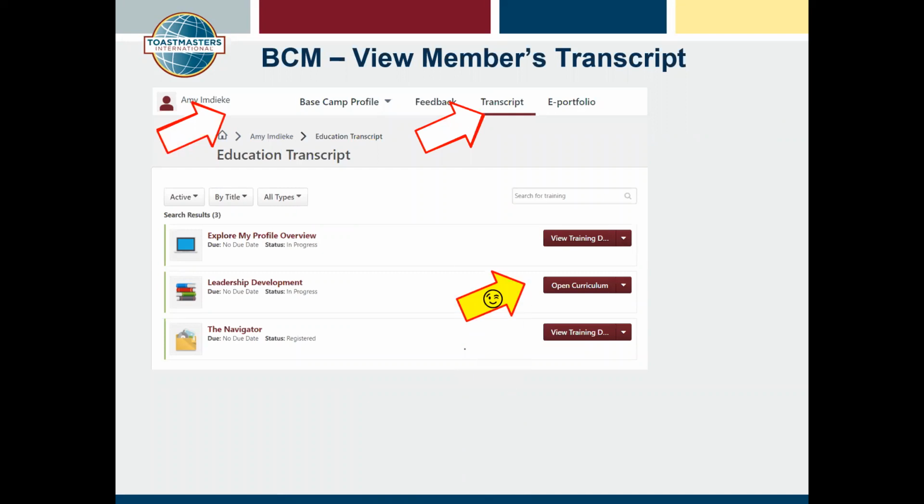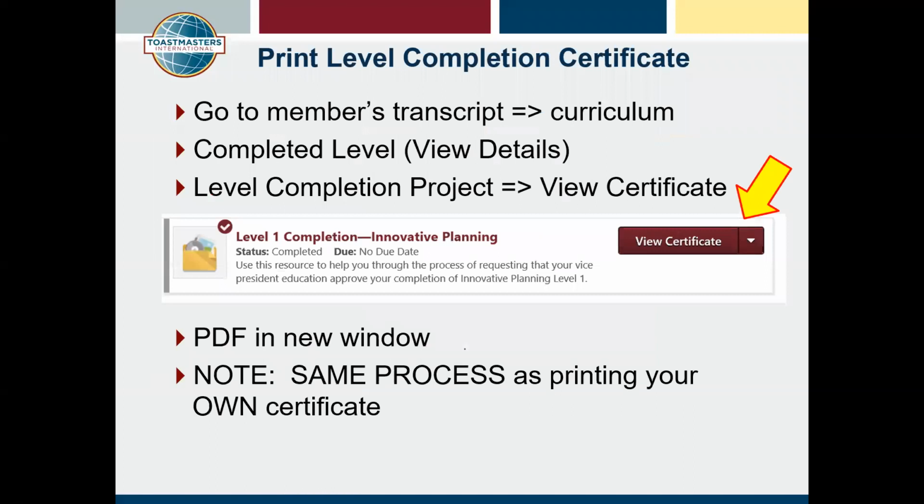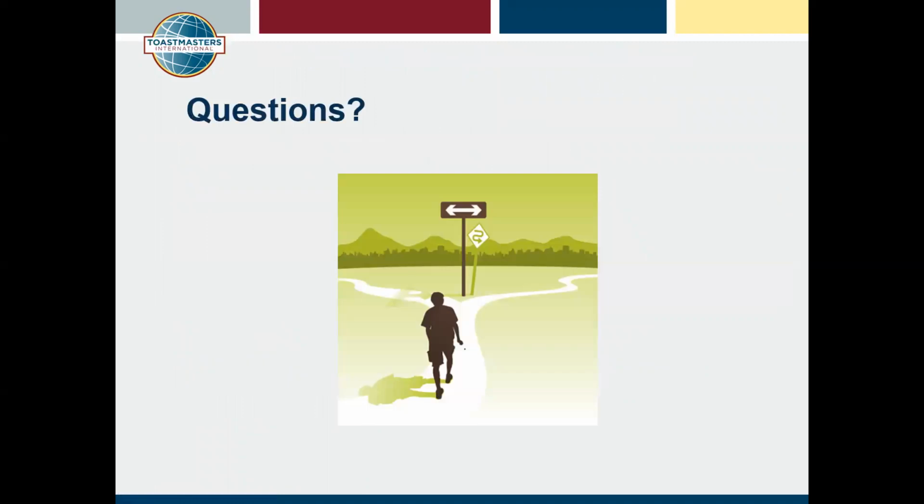Okay, so I hit the person's name, I hit the transcript, I hit the open curriculum. For example, if I want to look at their level 1 completion, I just go to level 1, I see all of their projects, I see view certificate, and it pops up as a PDF, just like if I were getting my own certificate. I can save it as a PDF, I can print it, and it's the same process as printing my own certificate. I think it's great because we've made celebrations out of level completions. So that's a really good thing to do.